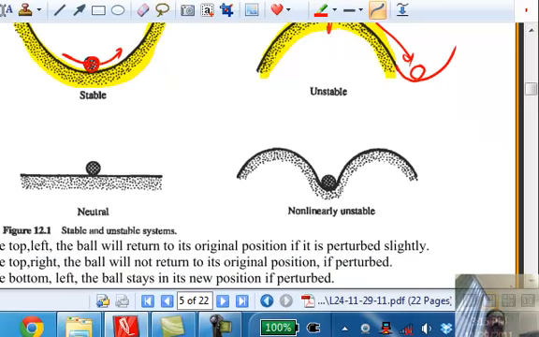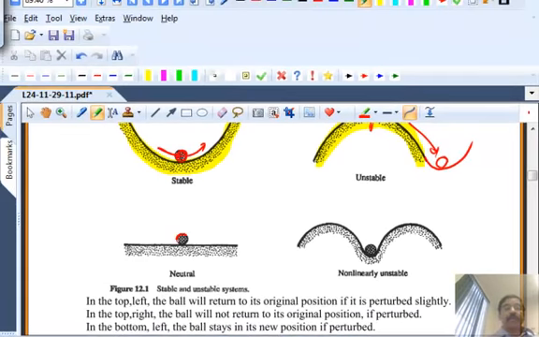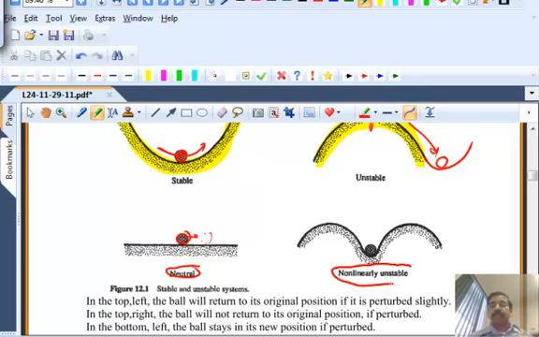If I have a flat surface, then I would call that a neutrally stable system, meaning if I kick it, it just rolls and stays in the new position. Okay? So every position is a possible equilibrium state in a sense. That we will call a neutrally stable situation. This is called a non-linearly unstable situation.